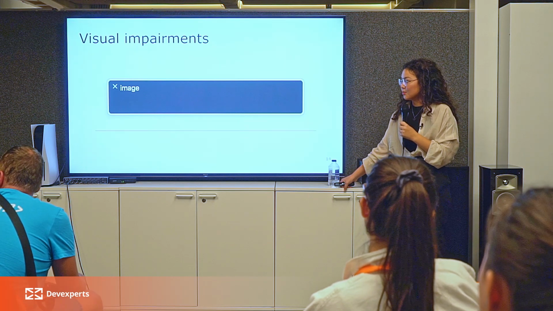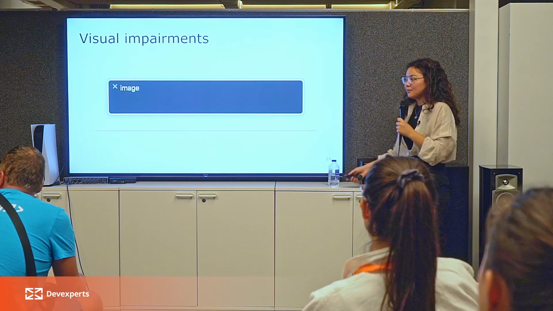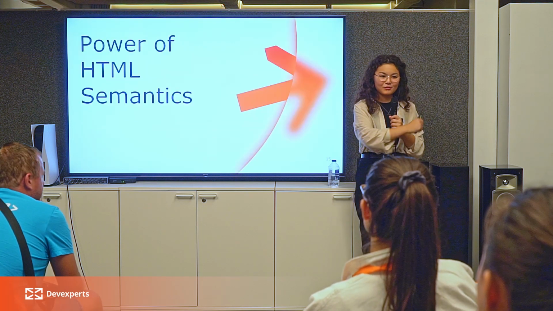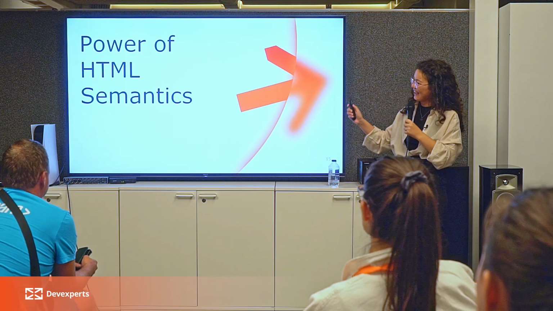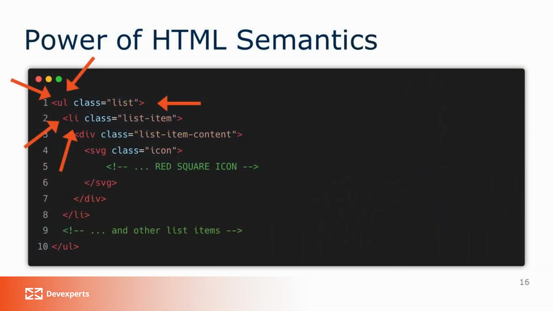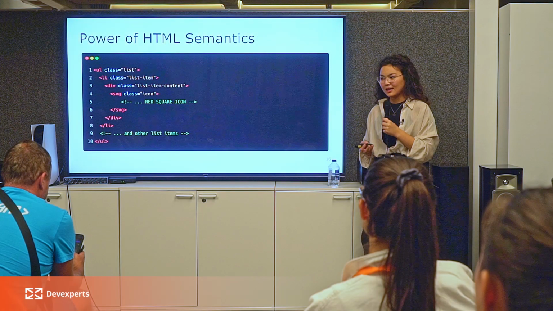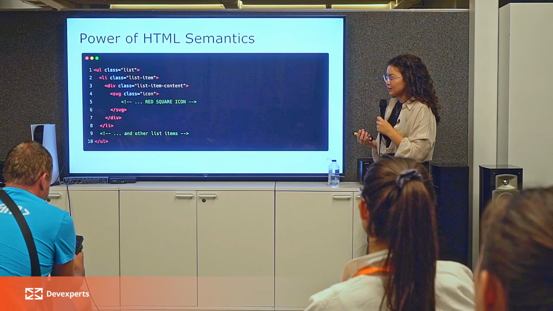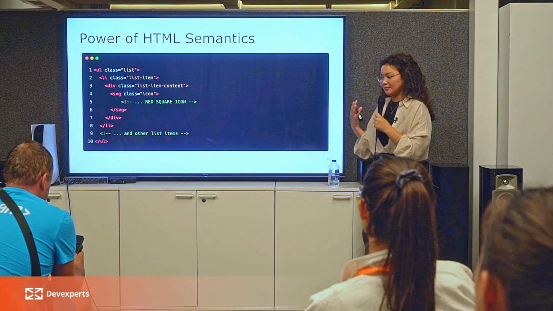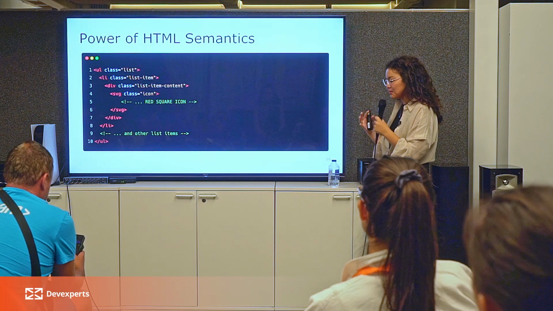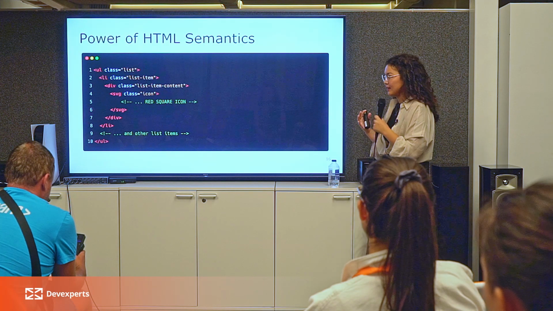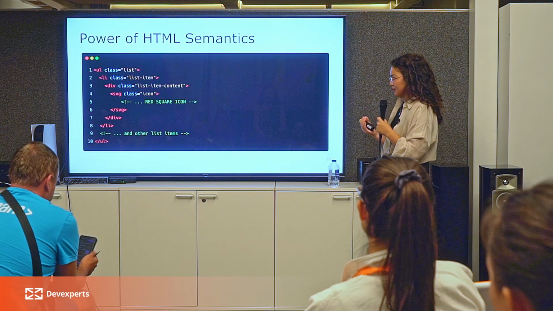So the first step to improve this situation would be to embrace the power of HTML semantics. HTML is the foundation of the web. And in accessibility, when we talk about semantics, it's not just jargon. It's the very essence of creating a similar experience for everybody. So semantics are important.